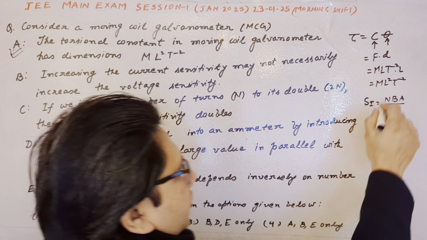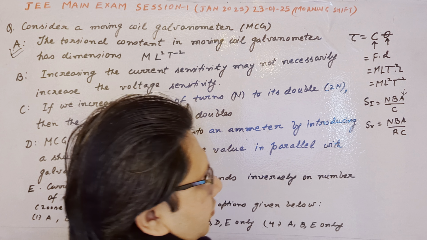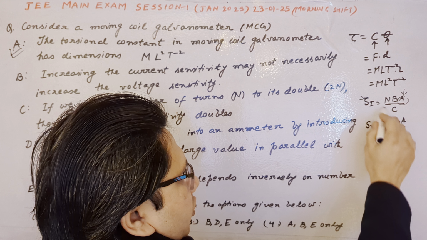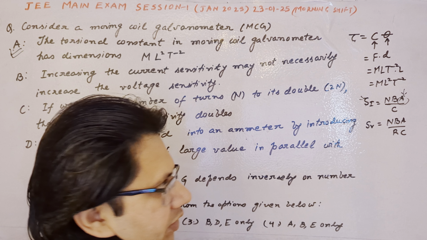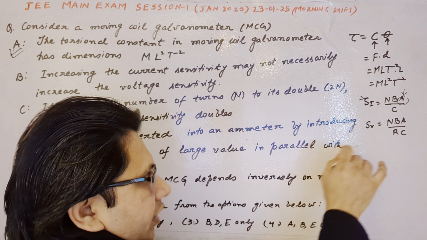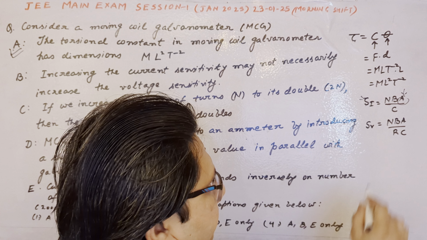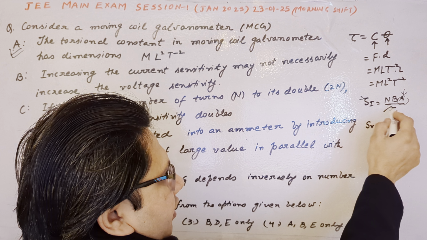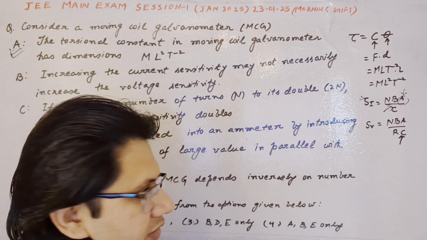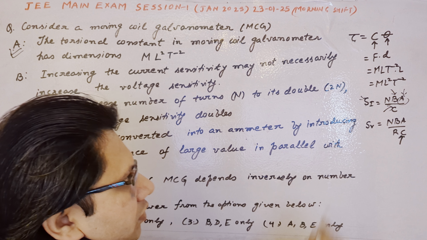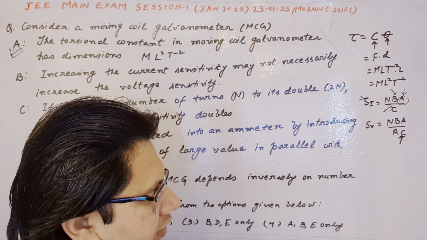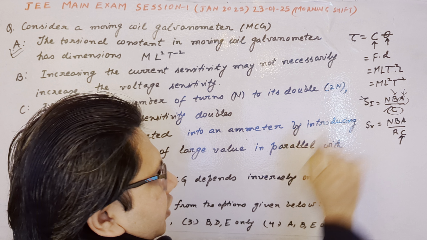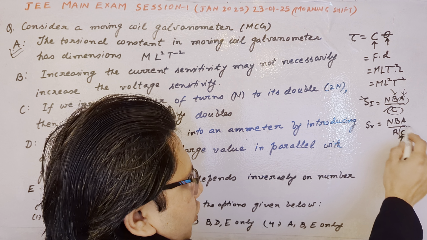First, suppose we increase the current sensitivity by increasing A. If A increases, SI increases because it is directly proportional to A. And if A increases, SV also increases. So in this particular case, if we increase the current sensitivity, the voltage sensitivity also increases when we increase the area. Similar is the case for the magnetic field: if we increase B, SI increases, and when SI increases, SV also increases. As for C, we have to reduce C to increase SI, and when we reduce C, SI increases, and SV also increases.